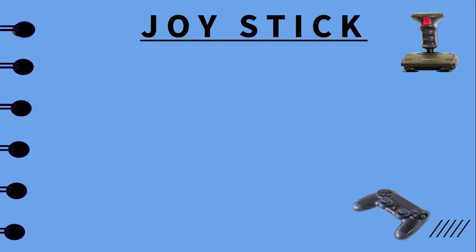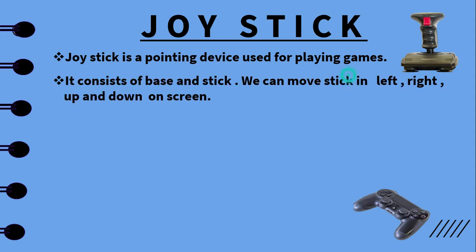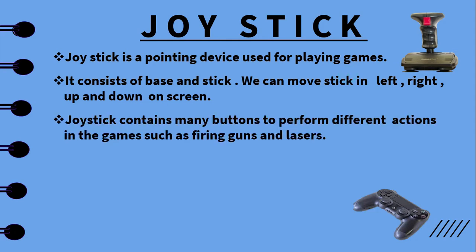Joystick. Joystick is a pointing device used for playing games. It consists of base and stick. We can move stick left, right, up and down on the screen. Joystick contains many buttons to perform different actions in the games, such as firing guns and lasers.